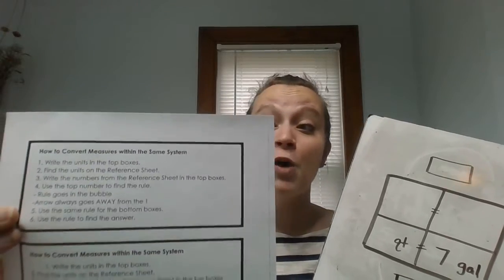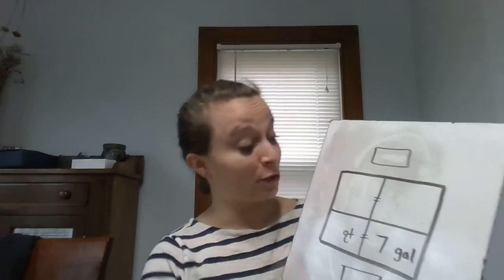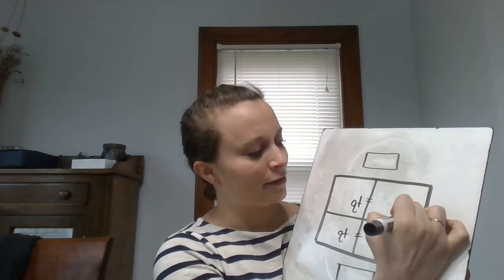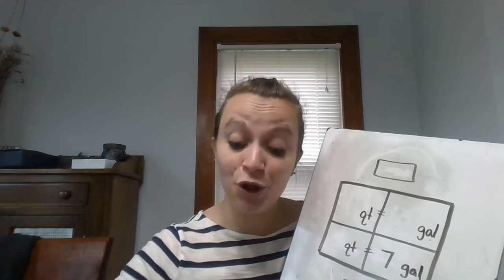So, I've got my instructions here. Step 1, write the units in the top box. Remember, we're just going to copy. So I'm going to copy quart and gallon. And step 2 tells me to find the units on the reference sheet. So I'm looking for how many quarts are in a gallon, how many gallons are in a quart.